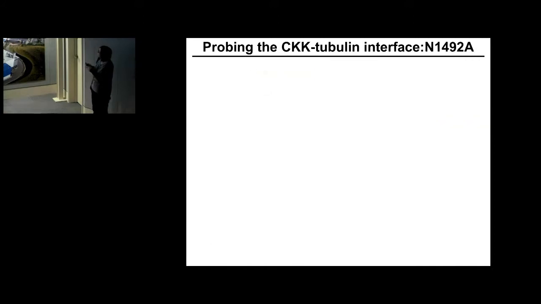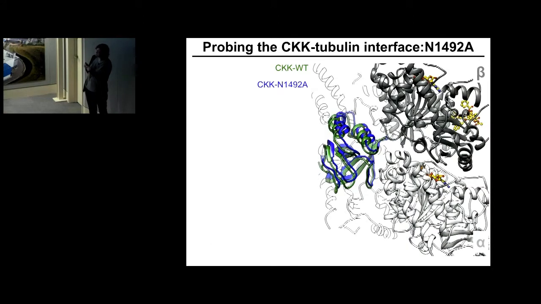So the structure of this mutant was solved in the same way as the wild-type structure had been solved. It binds at the same place in between two tubulin dimers. And what's very interesting is that there's only very subtle differences between the structure of the wild type and its interaction with the microtubule and that of the mutant.